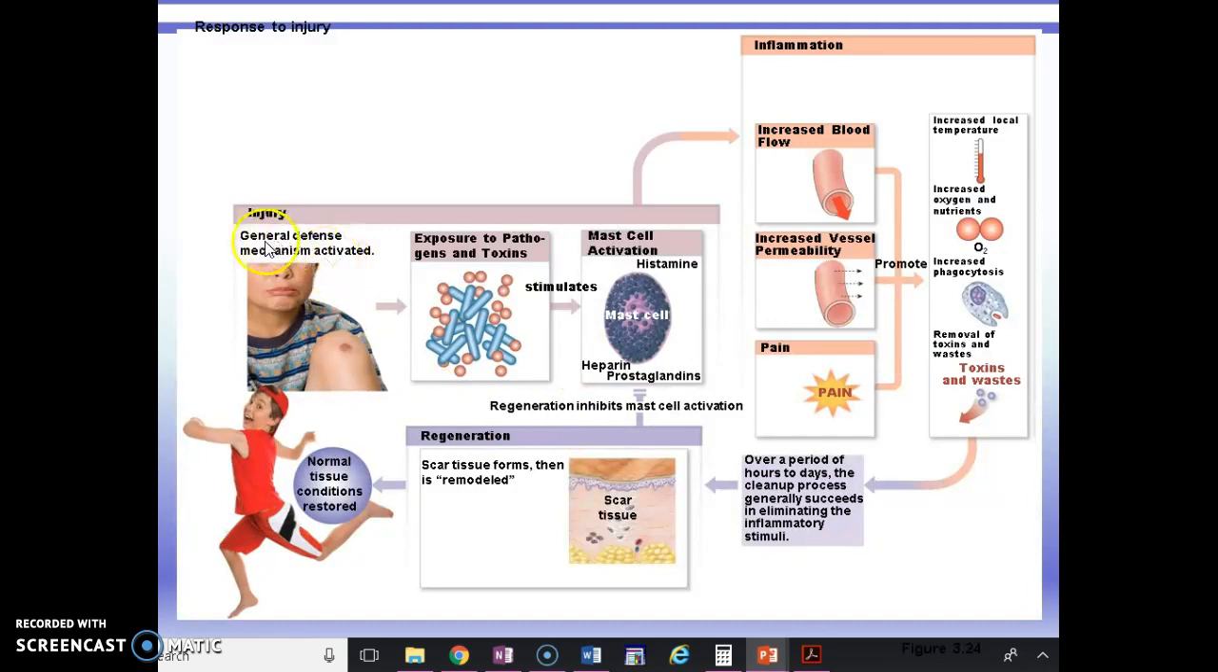So when there's an injury, such as this knee, the general defense mechanism is activated. In this case, there are pathogens or bacteria that are getting in the wound. The mast cells, which are in the tissue, release histamine. This histamine is going to increase the blood flow to the area, and that's going to cause it to be warm.